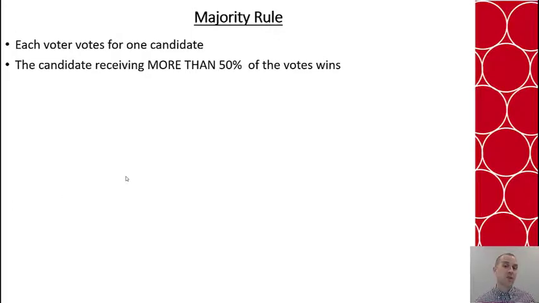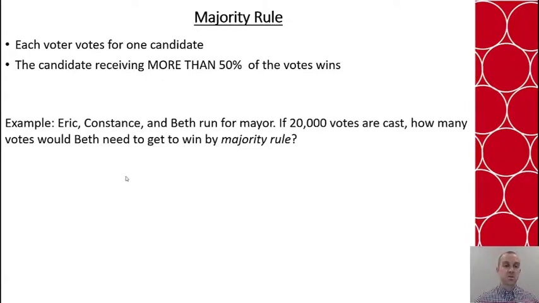Now, some people don't like that method because you could win with less than 50% of the vote. Like there, Beth would have won with only about 35-40% of the vote. Is that really how we want to govern? So some people would prefer the majority rule, which says that you have to win over 50% of the votes to be the candidate. So say we go back to the same idea of the three candidates running for mayor, and there were 20,000 total votes cast. What would it take to win by majority rule?